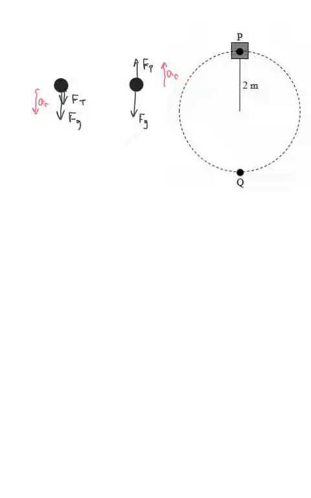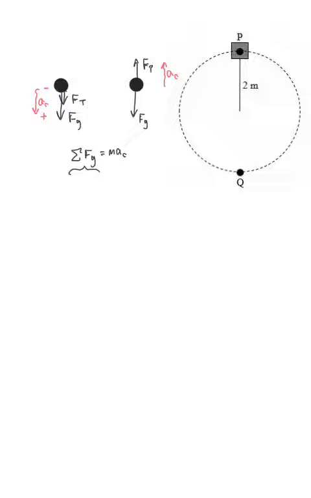Part B, calculate the speed of the object at point P. So let's take the free body diagram from point P and go ahead and write out Newton's second law for it. We're going to make the downward direction positive, since that's the way the acceleration is pointing. So negative is upward. The net force in the y direction is equal to mass times centripetal acceleration.